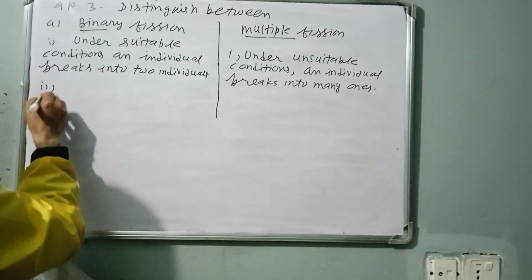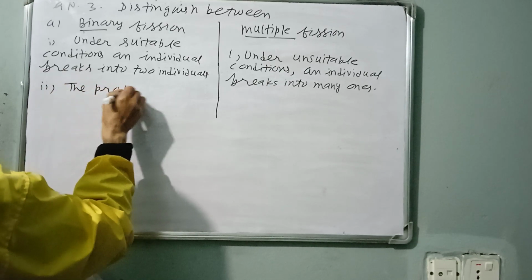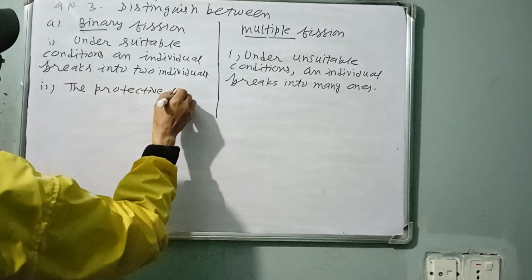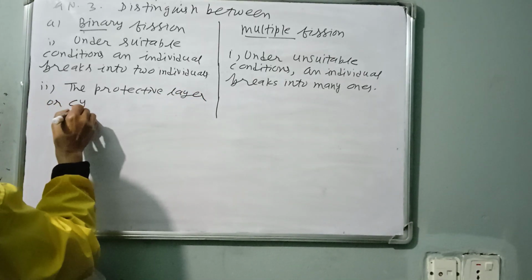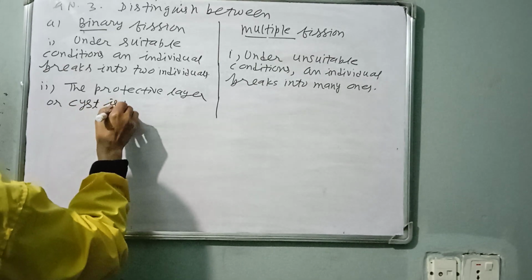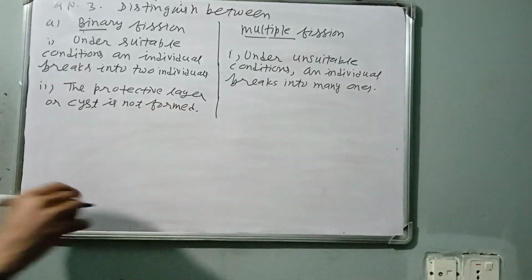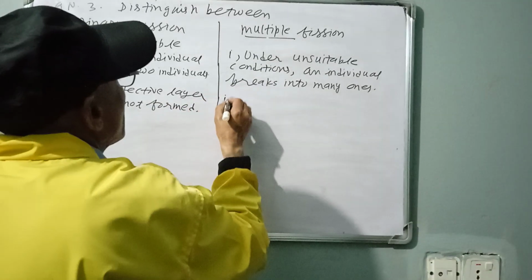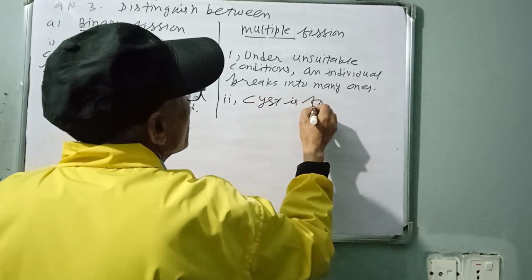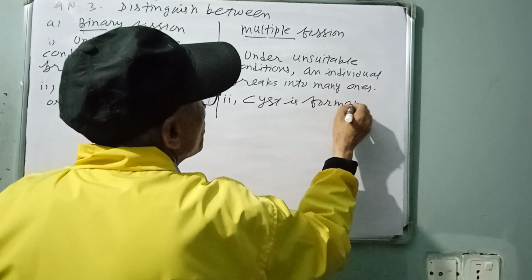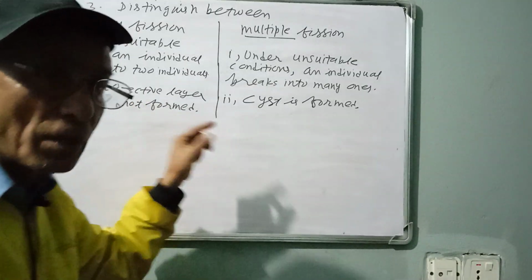Here the protective layer called cyst is not formed. Cyst, protective layer, cyst बन्दैन यसमा. Here cyst is formed. Now you know the definition of cyst. The cyst is the protective layer.